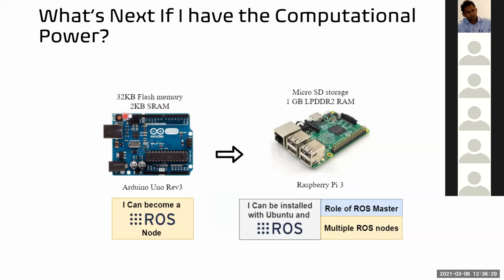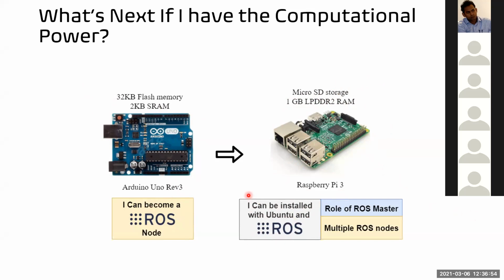For example, you cannot interface a camera into an Arduino. But if you have a Raspberry Pi, you can easily interface a camera into the Raspberry Pi. And it has 1 GB RAM, and it has micro SD storage. So you can do much more cool things with the Raspberry Pi. A Raspberry Pi can be installed with Ubuntu and ROS, unlike Arduino.